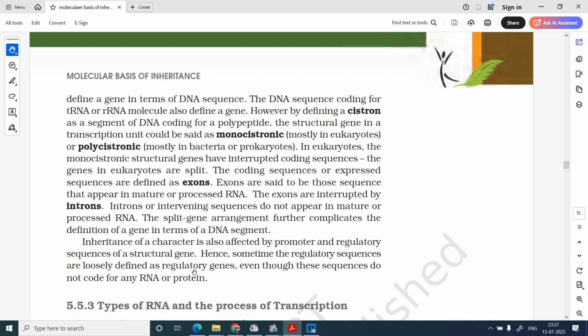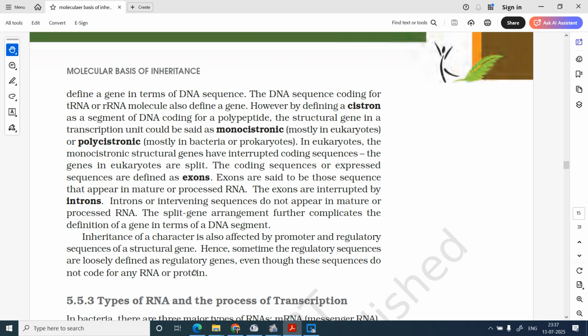The split gene arrangement further complicates the definition of a gene in terms of a DNA segment. Inheritance of a character is also affected by promoter and regulatory sequences of a structural gene. Hence, sometimes the regulatory sequences are loosely defined as regulatory genes, even though these sequences do not code for any RNA or protein.